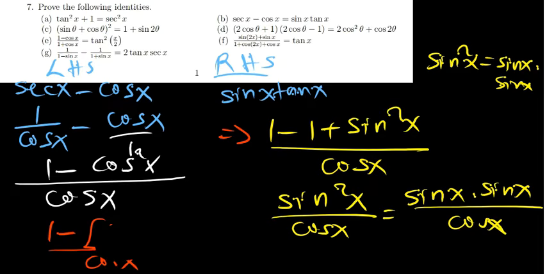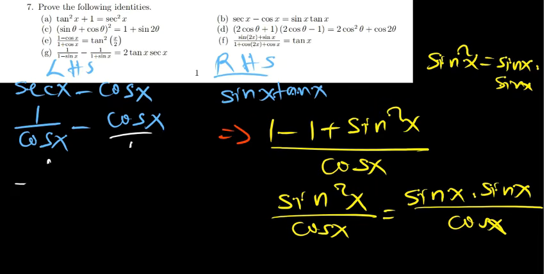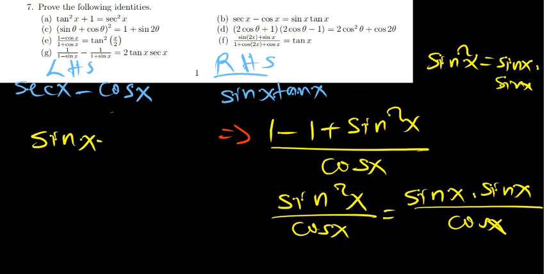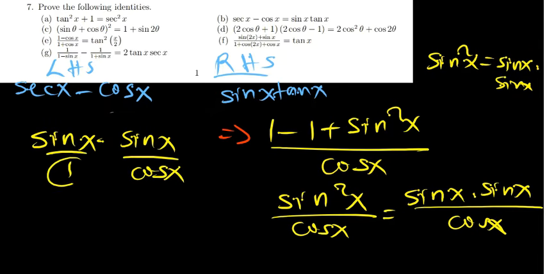Now from here I can clearly say that I can write this as sine x times sine x divided by cos x. Here is the same as I have got divided by 1, so that when I say this times this, I'll get back to my origin.